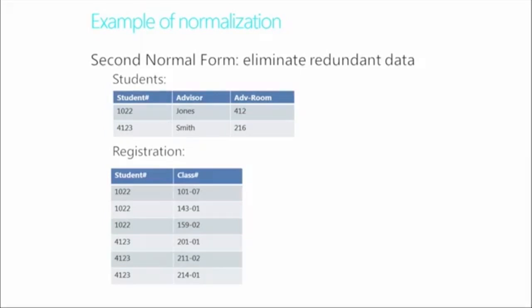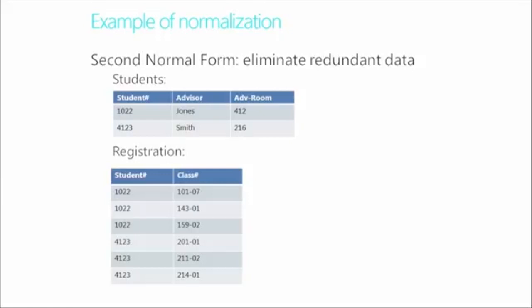So now what we've introduced, we've taken that one table and we've created 2 tables. The table now is called students. So for student 1022, his or her advisor is Jones, and that advisor can be found in room 412. Student 4123 has a different advisor. She can be found in room 216. So that's a separate table.